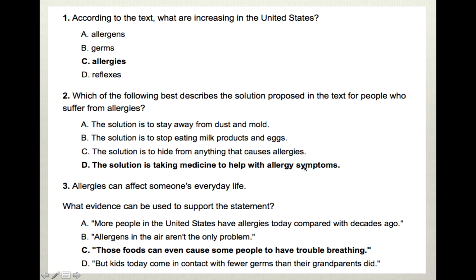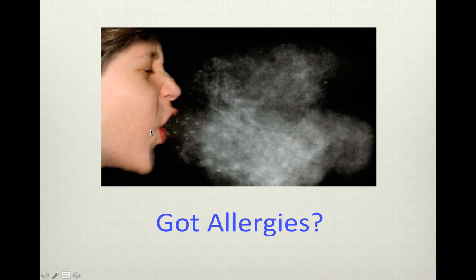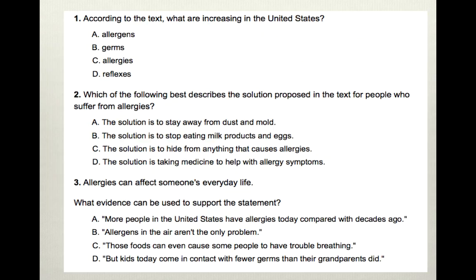Number 3, allergies can affect someone's everyday life. What evidence can be used to support the statement? Is it A, more people in the United States have allergies today compared with decades ago? Does that show that it affects someone's life? B, allergens in the air aren't the only problem. C, those foods can even cause some people to have trouble breathing. D, but kids today come in contact with fewer germs than their grandparents did.